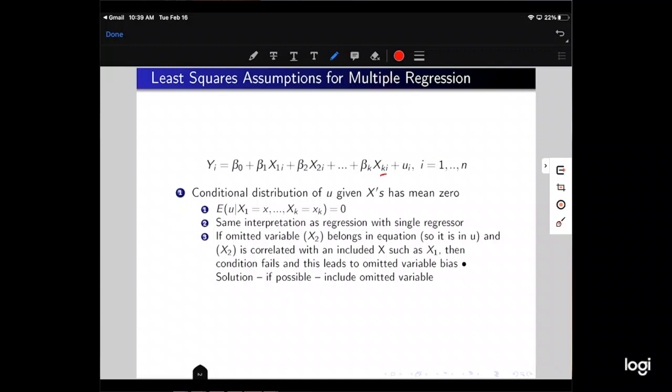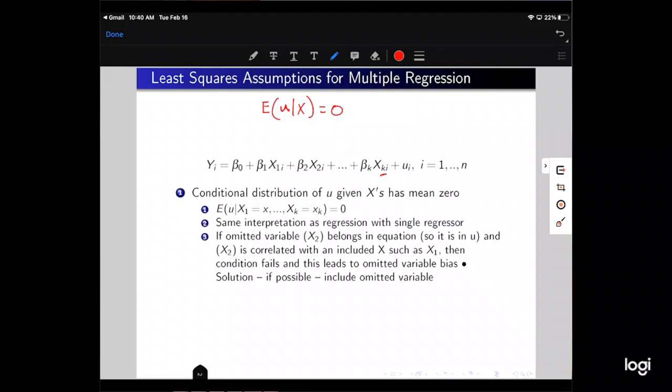Assumption number 1 is the conditional distribution of u given the x's has mean 0. So this is the same as assumption number 1 from before. The expected value of u conditional on x is equal to 0. In other words, the variables contained in u, the things that are omitted from the regression, are uncorrelated with the x variables. This is a problem if the omitted variable x2 belongs in the equation, or xk plus 1 belongs in the equation, so it is contained in u.